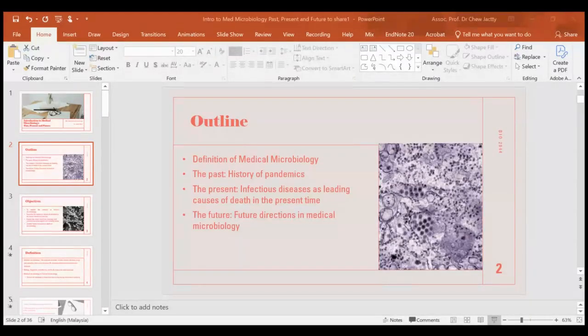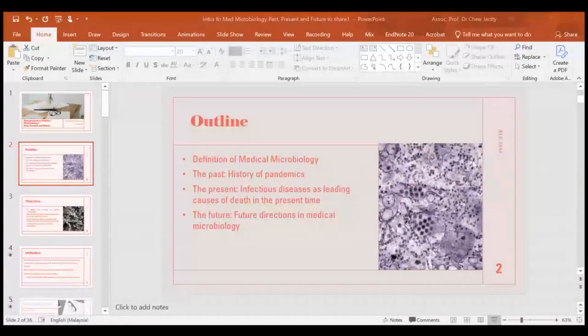Okay, let's move on. So the objective for the lectures today is for you to be able to explain the concept of medical microbiology in terms of the definition and the application of medical microbiology, and looking at the history, what is the historical impact of pandemics on human health and also society, and also to be able to explain the major infectious diseases that continue to cause significant mortality today, and also to identify future direction in medical microbiology.